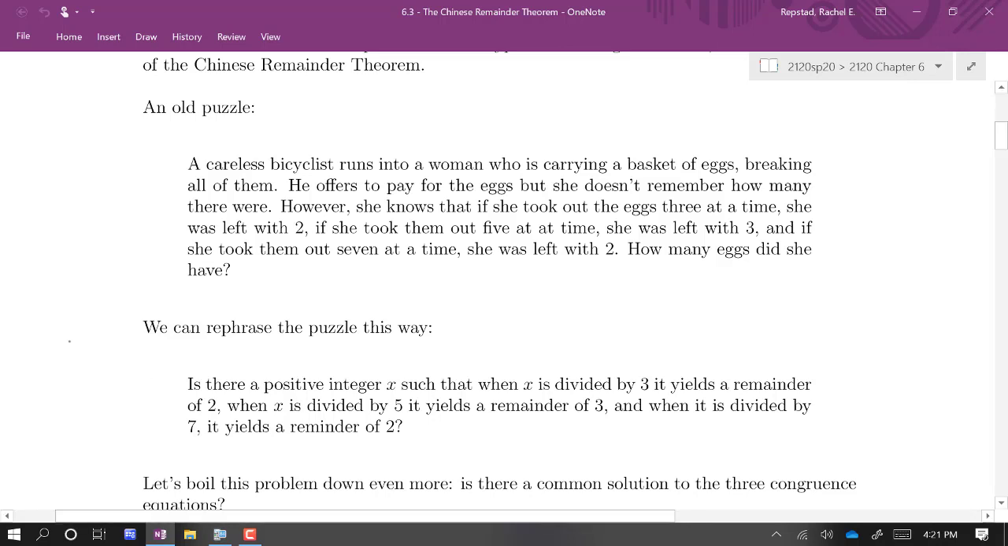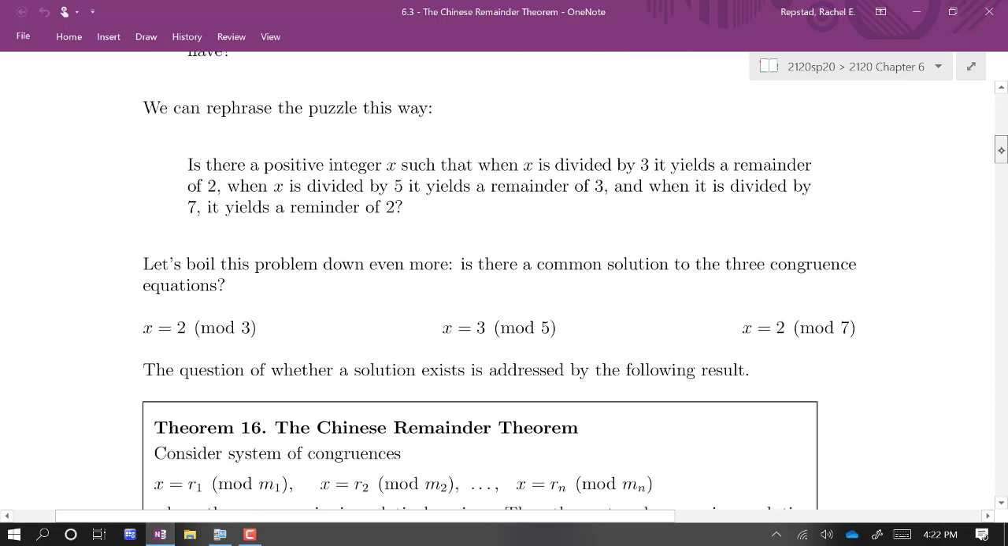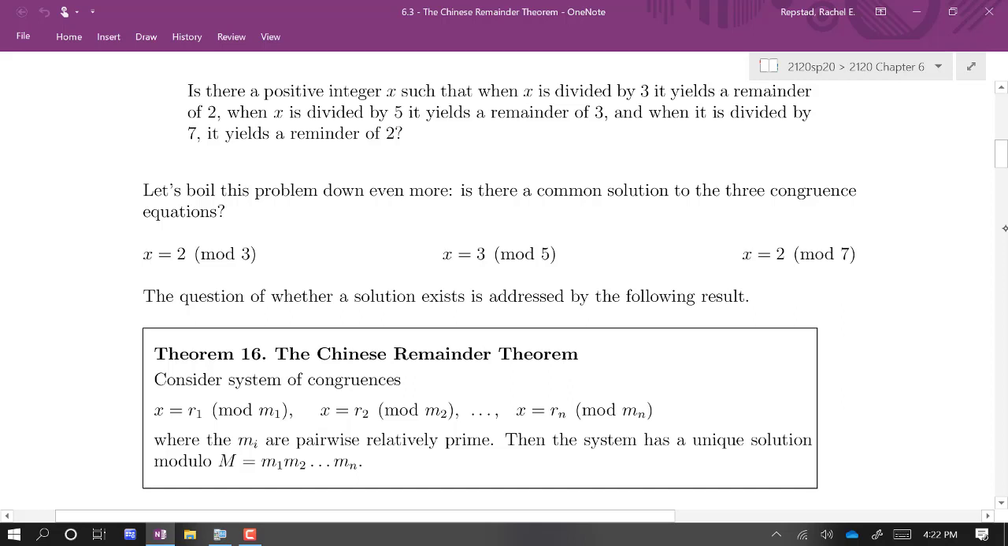We can rephrase it as follows. Is there a positive integer x such that when x is divided by 3 it yields a remainder of 2, when divided by 5 it gives a remainder of 3, and when divided by 7 it gives a remainder of 2? We can boil it down even more, using the mathematics to state this in another way. Is there a single integer x that's equivalent to 2 mod 3, and also 3 mod 5, and also 2 mod 7? The question about whether a solution exists is what the Chinese remainder theorem is all about.